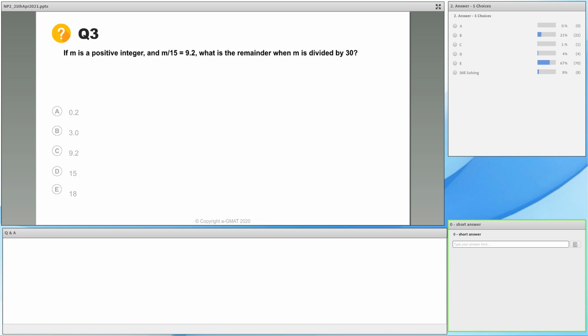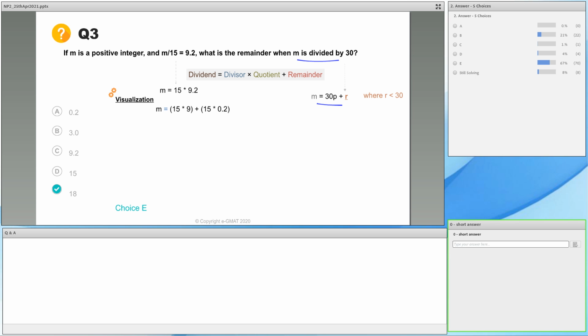What happens when you don't have that 2 available to pull out? You just have to get a little creative with it. So again, the question has the same template. What is the remainder when m is divided by 30? So you need m equal to 30p plus r. You need to find this r. Constraint to remember, r has to be less than 30.